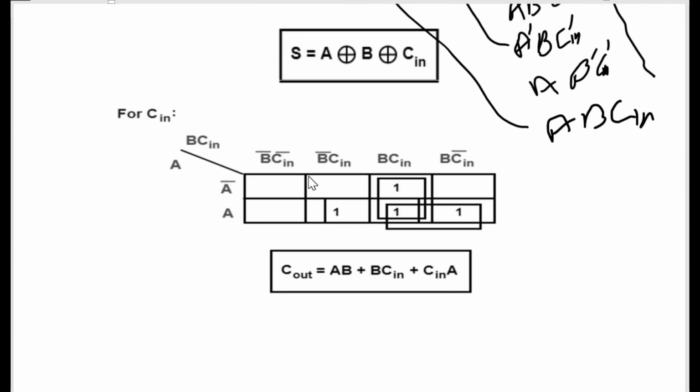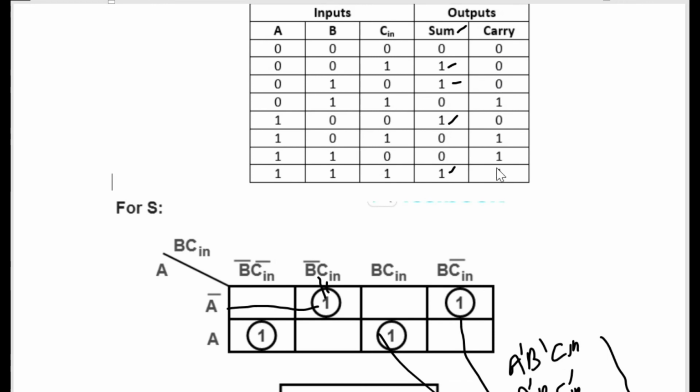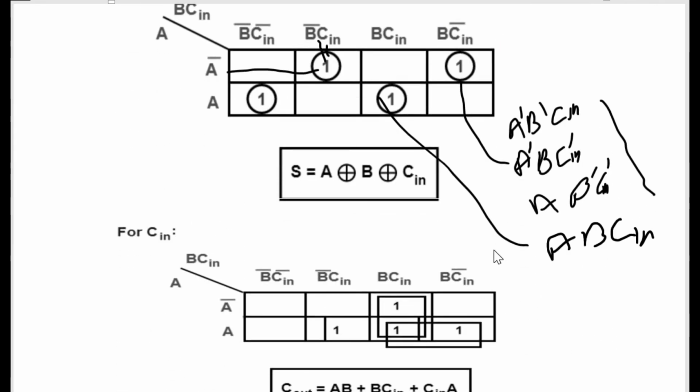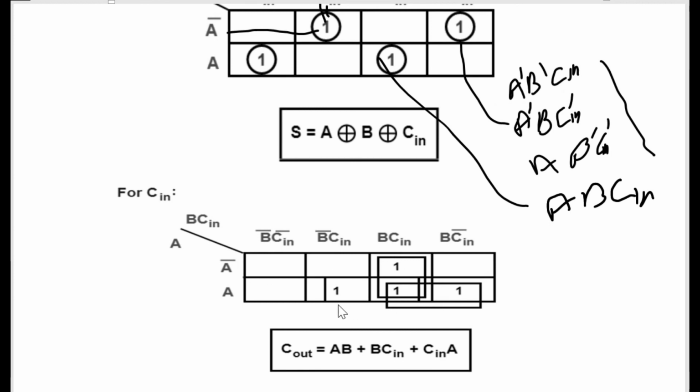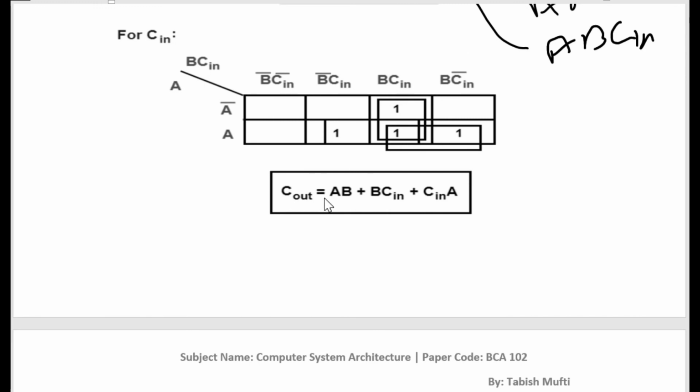So for the carry I have created a K-map and I have marked these values which are mentioned in the column of carry. So 1 1 1 1, these 4 ones I have chosen because the output is 1, and I will mark these values over here in the K-map. After marking these values I will make the groups and then minimize the expression. So at the end I will get carry is equal to AB.